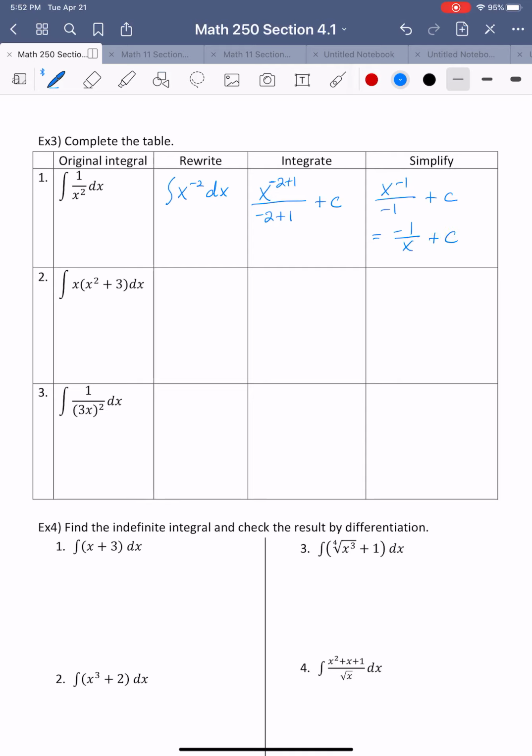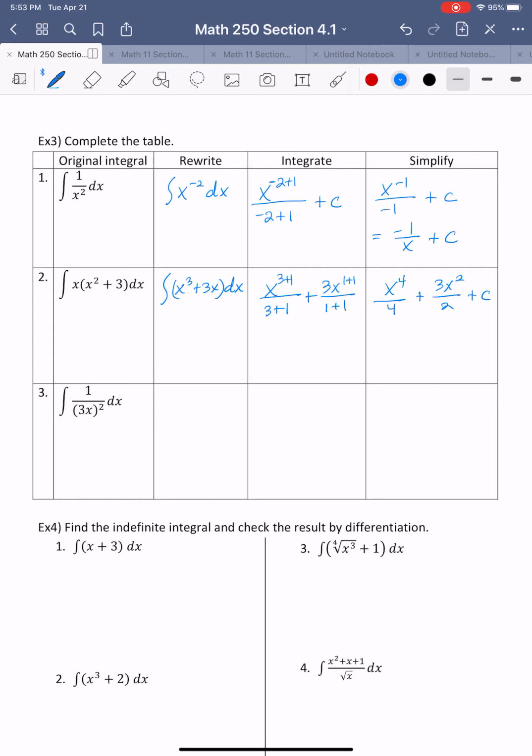So that's it. For the second one, I'm going to rewrite it because there's no product rule for integration. I want you to multiply x inside, to get x cubed plus 3x dx. The integral uses the power rule, so x to the 3 plus 1 over 3 plus 1, plus 3x to the 1 plus 1 over 1 plus 1. When you simplify, you get x to the 4 over 4, and then 3x squared over 2, plus c.